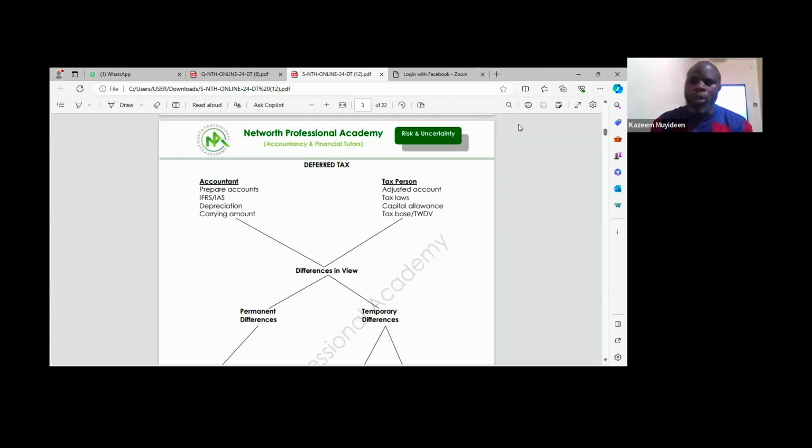So, the way we see things, for an accountant, I will say accounting profit. The tax person will say, no, it's taxable profit. I will say depreciation as an accountant. The tax person will say capital allowance. I will say carrying amount. The other one will say tax base or tax written down value. So we are different in view. The difference in view can either be permanent or temporary.